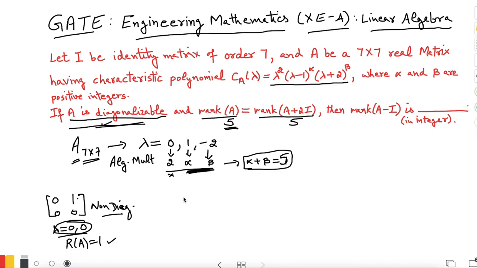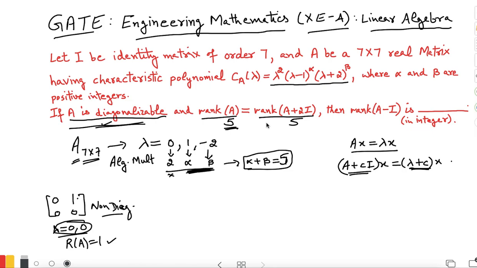Now there is a property that if lambda is an eigenvalue of A, then lambda plus C is an eigenvalue of A plus CI. So if lambda satisfies the equation Ax equals lambda x, meaning lambda is an eigenvalue of A, then (A plus CI) x is (lambda plus C) x. That means lambda plus C is an eigenvalue of A plus CI.